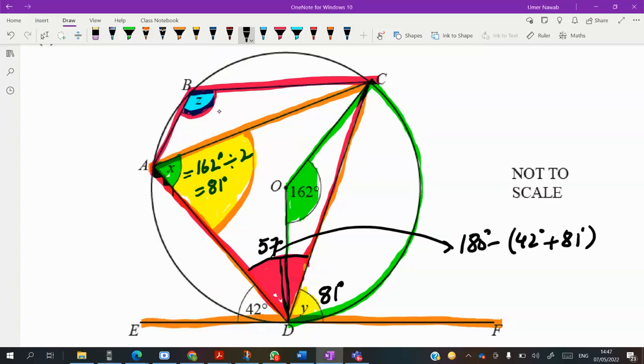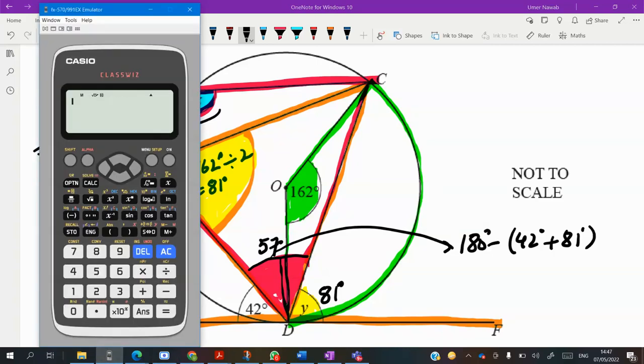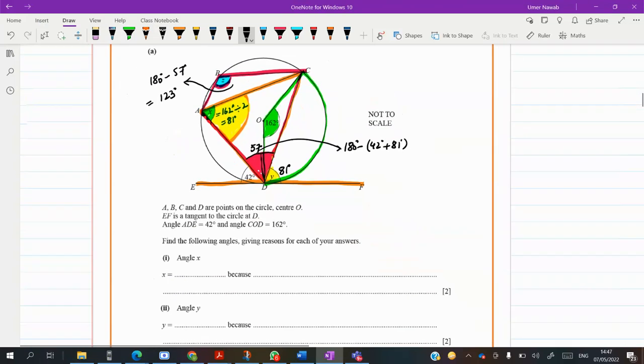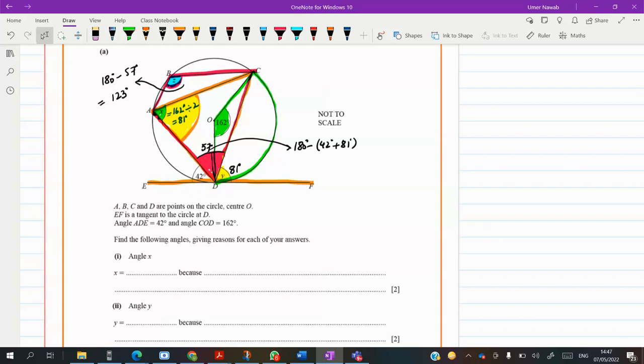And since the opposite angles in a cyclic quadrilateral are supplementary, I'm going to write 180 minus 57. It gives us 123. So, boys, we found angle x, which is 81.